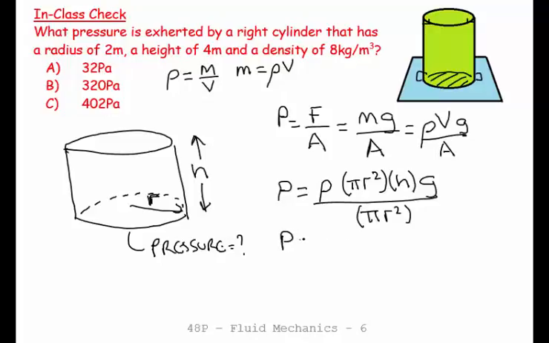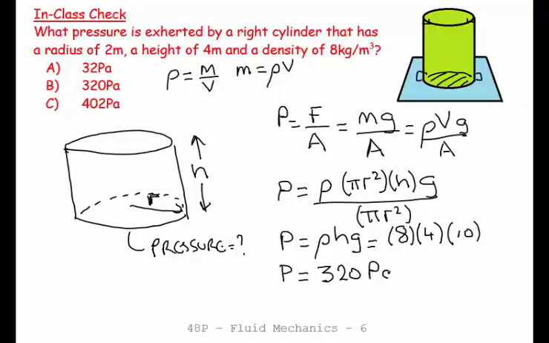So we get our pressure is equal to our density times h times g, which equals, looking at my numbers, it's 8 kilograms per cubic meter, which is great, times our height of 4 meters, times g, g is always 10 on Earth. So pressure is equal to 3 8s are 24, 4 8s are 32, 320 Pascal would be my answer. 320 Pascal, and yes, there's 320 Pascal is there.